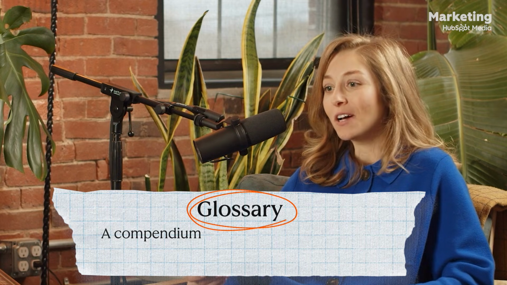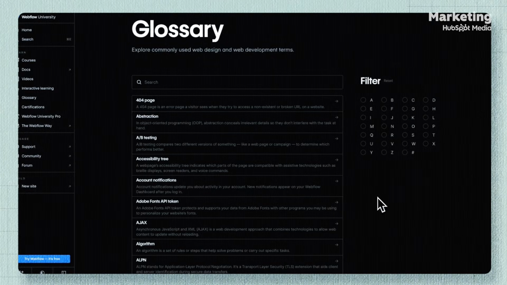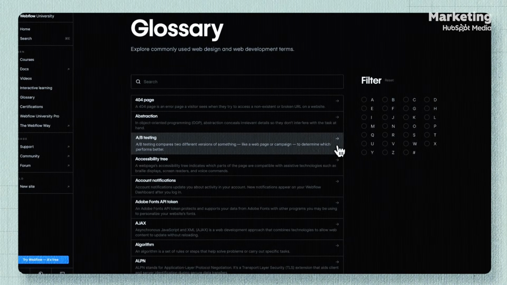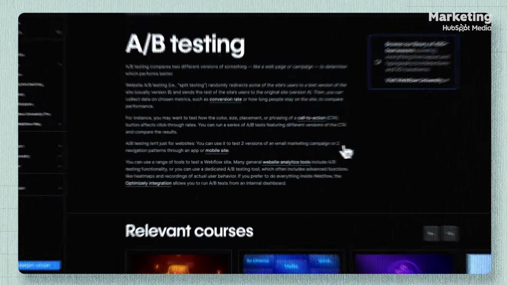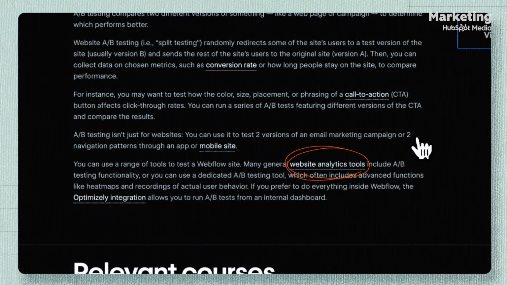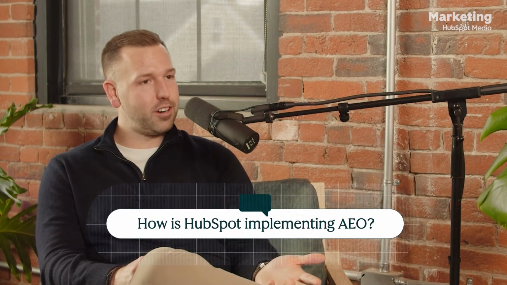It's a compendium of terms that are relevant to their ICP. Okay. And what they do a really nice job of, they have a really, really well-structured answer to every single glossary term, a really well-structured explanation. And the product mentions are so seamlessly integrated. It's chef's kiss. So are you borrowing from them? Are you implementing new experiments? What's our team up to?